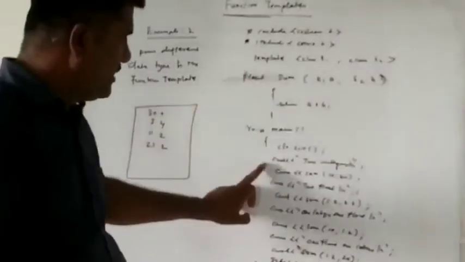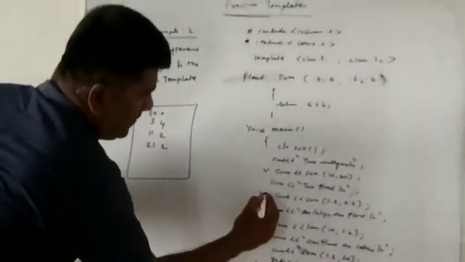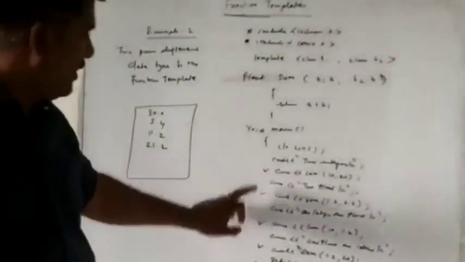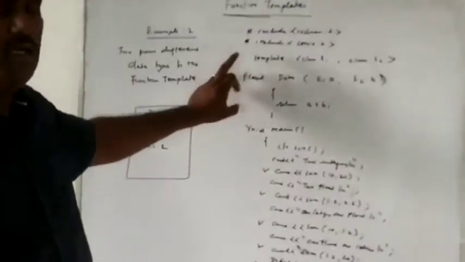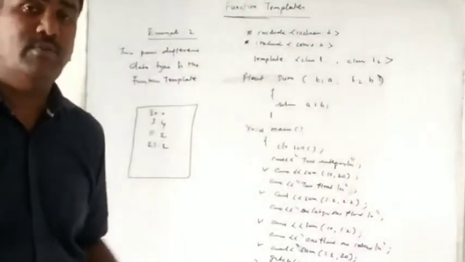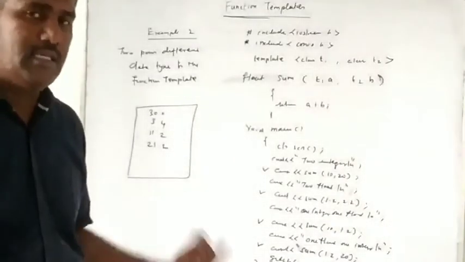Here we are using only one function template. The function template is used in 4 function calls. So 4 function calls use the same function template. So this is called a generic function, or generic programming, or function template.